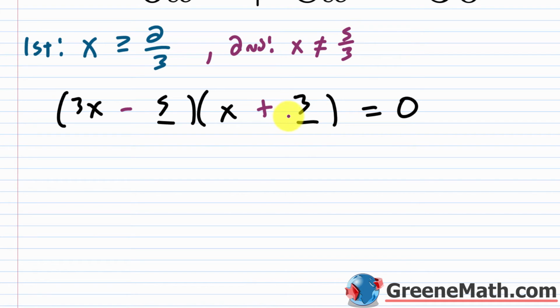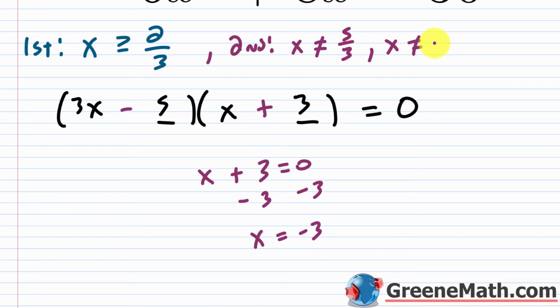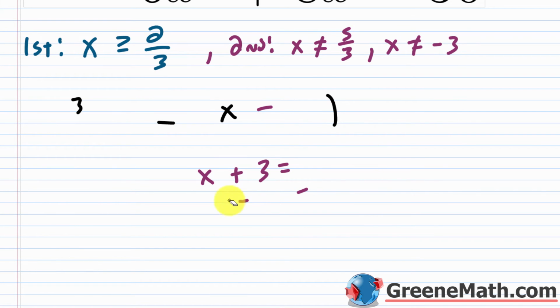We also have to consider this one. So x plus 3 is equal to 0. Subtract 3 away from each side of the equation. You get x is equal to negative 3. Now, this one is actually not going to be a problem for us, and I'll explain why in a moment. Let me just put a comma here and put x is not equal to negative 3. We're going to get rid of that restriction in a moment because we don't even need it. And I'll explain why right now.